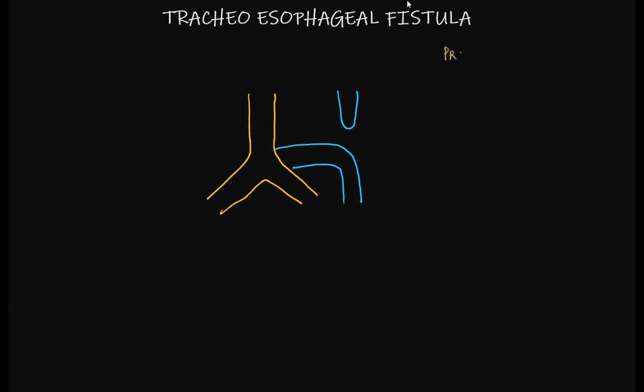Now let us look at the presentation of tracheoesophageal fistula. So the congenital variety can present prenatally as polyhydramnios. This is because the proximal portion is atretic, and hence the fetus is not able to swallow the amniotic fluid.